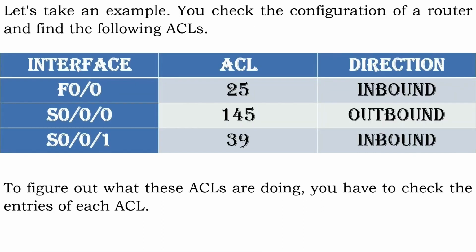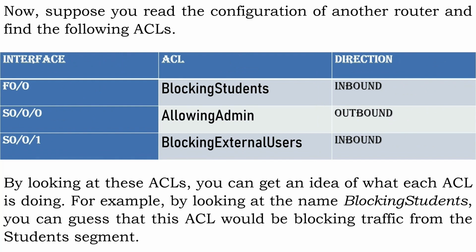Let's take an example. You check the configuration of a router and find the following ACLs. To figure out what these ACLs are doing, you have to check the entries of each ACL. Now, suppose you read the configuration of another router and find the following ACLs. By looking at these ACLs, you can get an idea of what each ACL is doing.